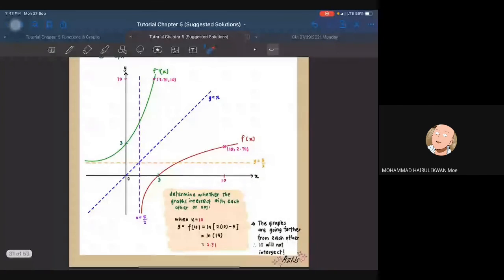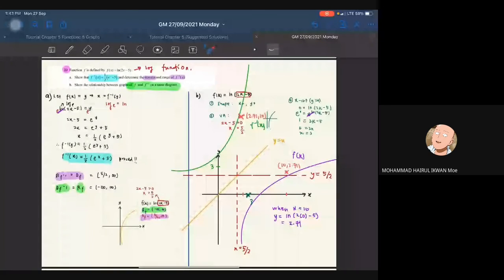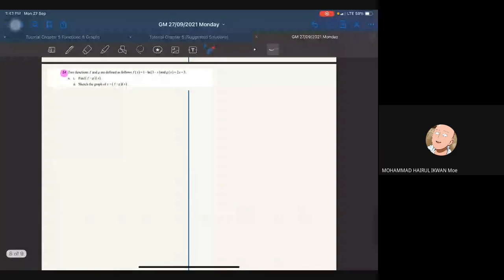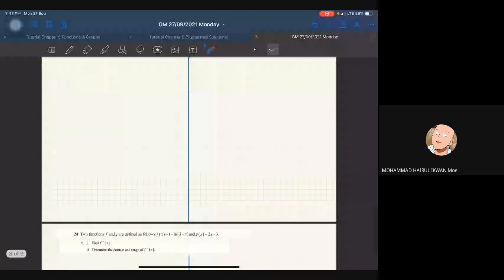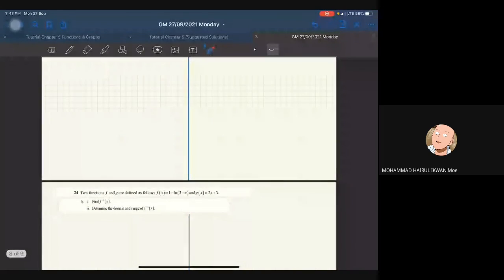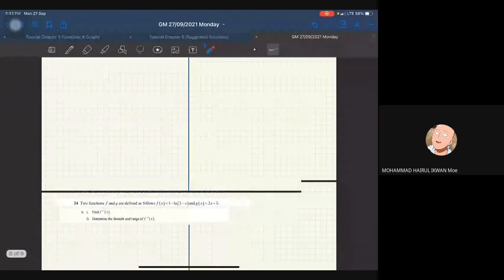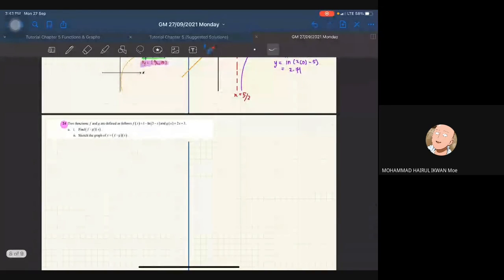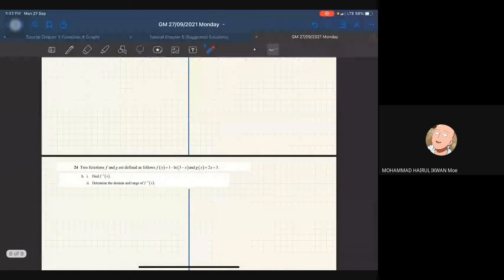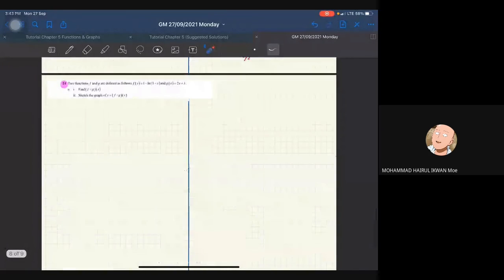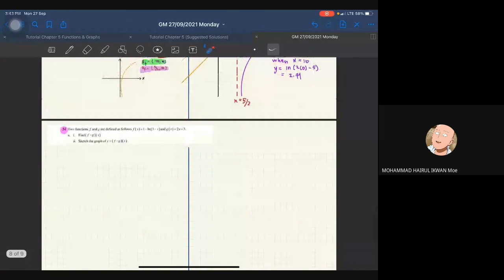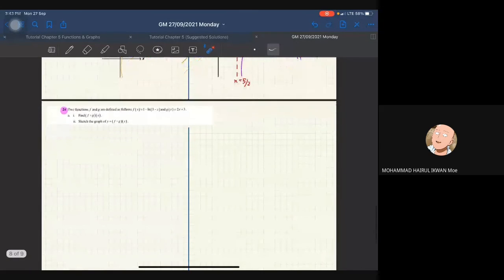Okay, so itu adalah soalan nombor 23. Okay, so nombor 24. Kalau ikut undian, nombor 24 ni pun ramai yang undi. Tapi macam tak sempat pula nak bincang sebab dia panjang sikit. Dia panjang. So number 24, you need to find composite and then sketch the graph. And then yang second part is you need to find the inverse and determine the domain and range. Okay, so yang ini saya tak nak bincang lah kot. Saya try buat video kalau saya rajin.